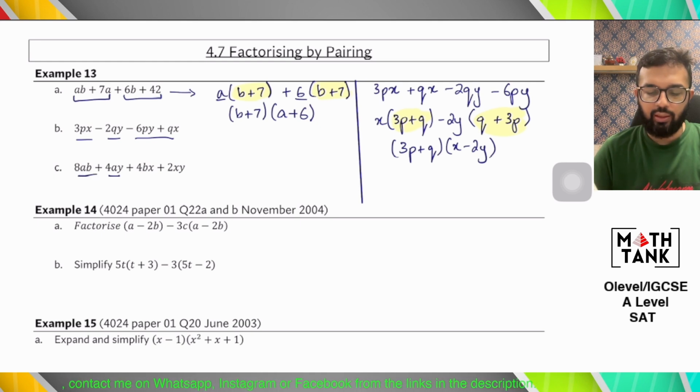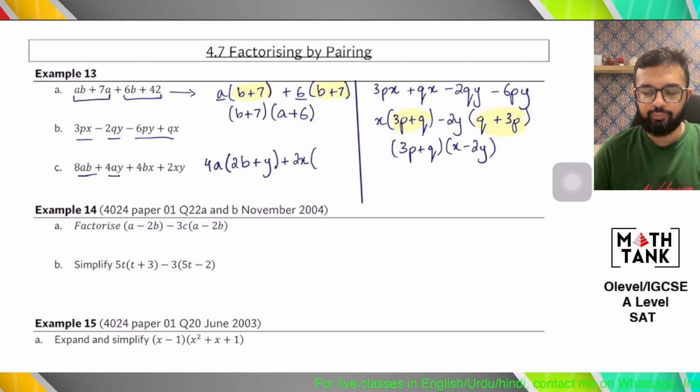Similarly, for the last one, I see 4a is common. I'm left with 2b plus y. 2x is common. I'm left with 2b plus y. 2b plus y and 4a plus 2.